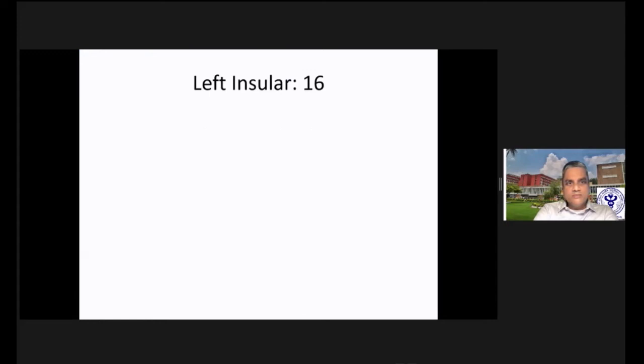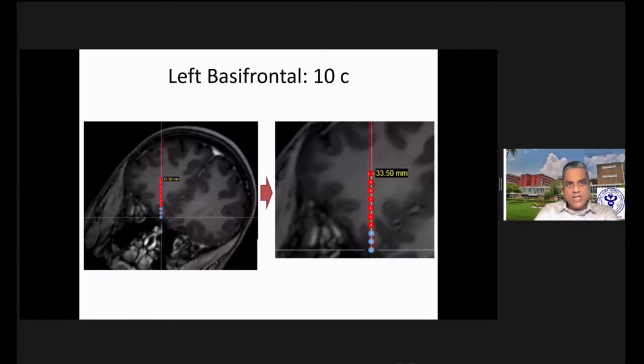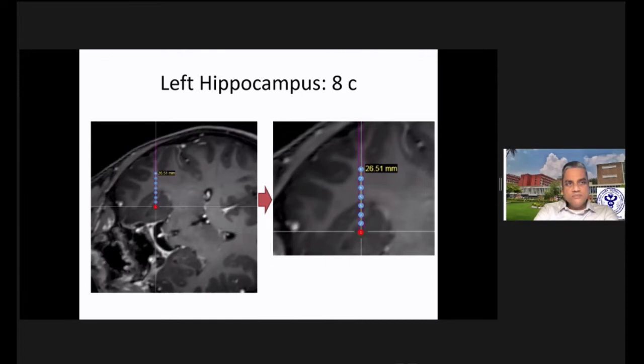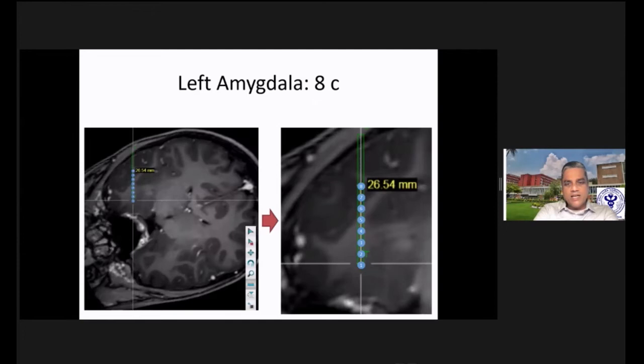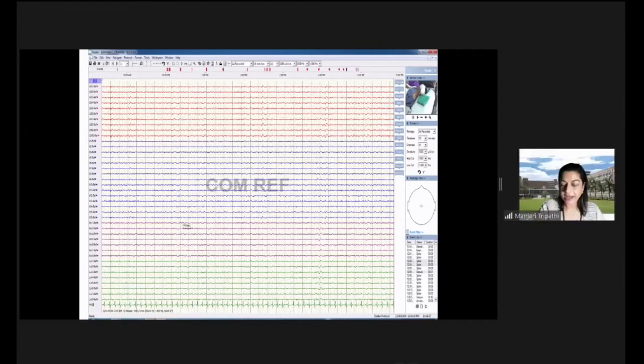So Manjari, you can. So this is the insular lead, which we placed with 16 contacts, and a basifrontal lead. Now the areas you see in red are the areas which are spiking, from where we recorded spontaneous seizures. This is the left hippocampus, left amygdala, again negative. We didn't find anything. She had a similar seizure. Because of lack of time, I will not be showing it. And you can see here, this is the insula, and the red is the left basifrontal, and the rest is the hippocampus and the amygdala.